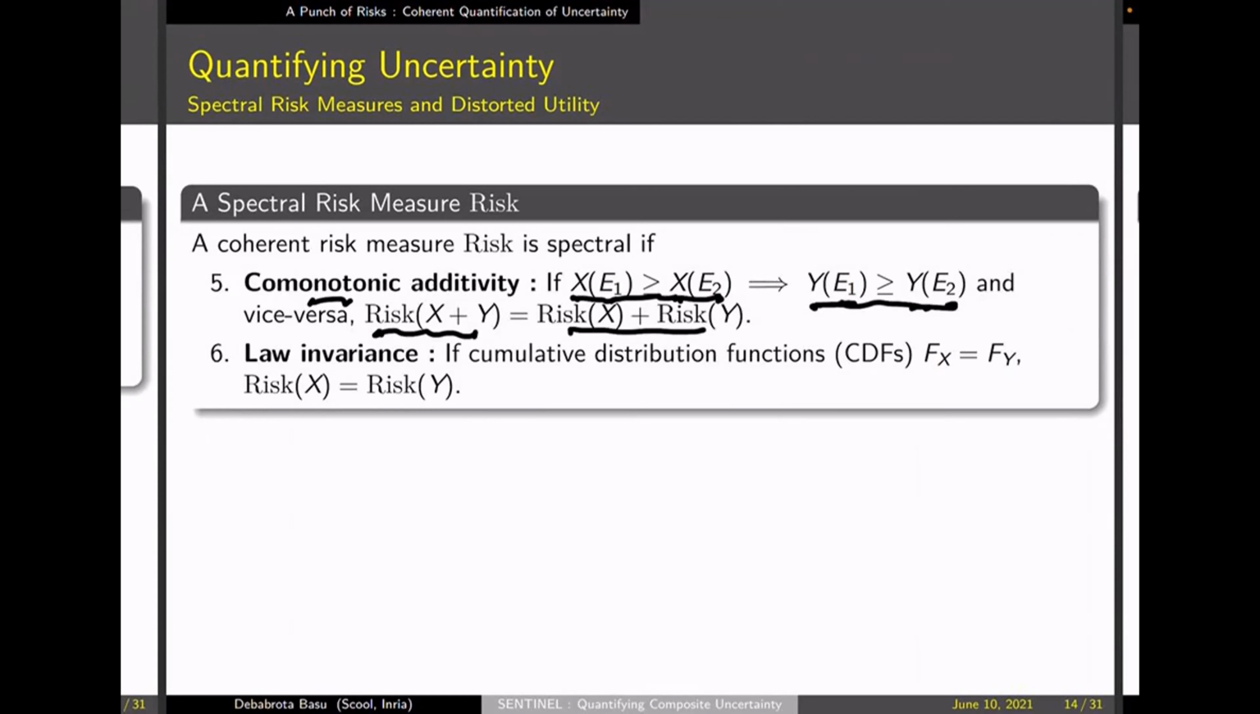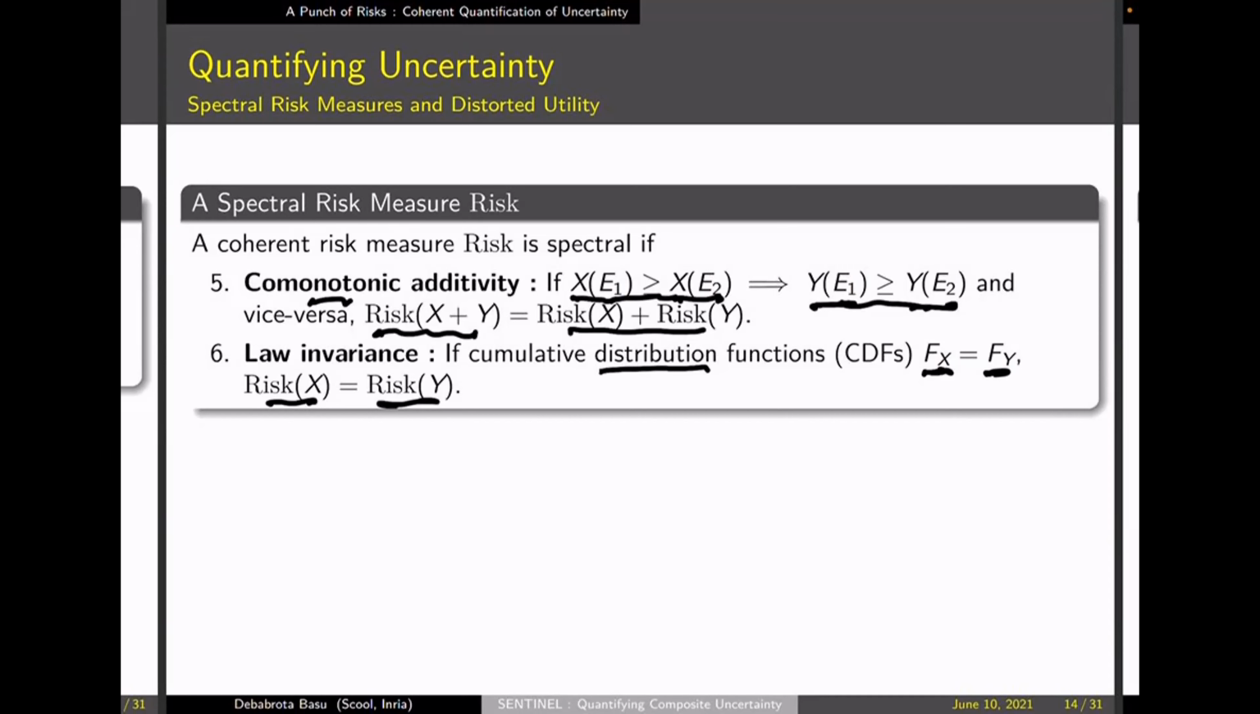And the other thing is that if the two random variables have two CDFs, Fx and Fy, and Fx equals Fy, their risks are the same, because we will see again that all the estimators of risks mostly depend on the CDF. So if the CDFs are the same, and we get the same risk, then that is good for our estimation.